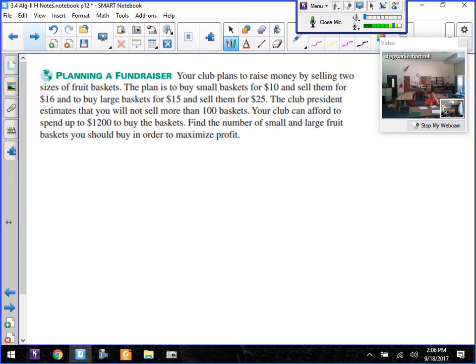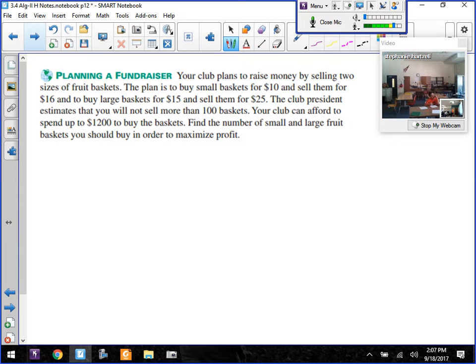For example, if we start this one out: your club is planning to raise money by selling 2 sizes of fruit baskets. The plan is to buy small baskets for $10 and sell them for $16, buy large baskets for $15 and sell them for $25. The club president estimates you're not going to sell any more than 100 of them. Your club can afford to spend up to $1,200 on the baskets. Find the number of small and large fruit baskets you should buy in order to maximize profit.